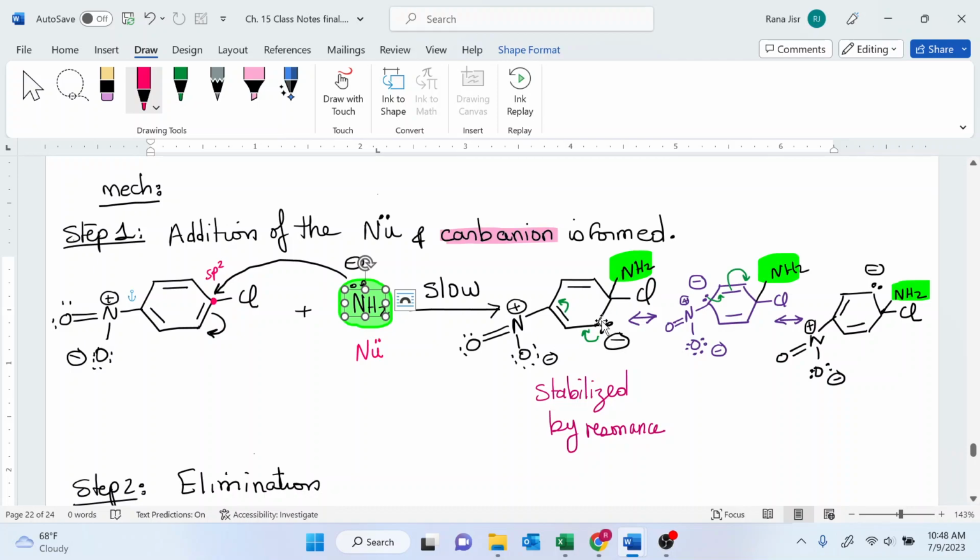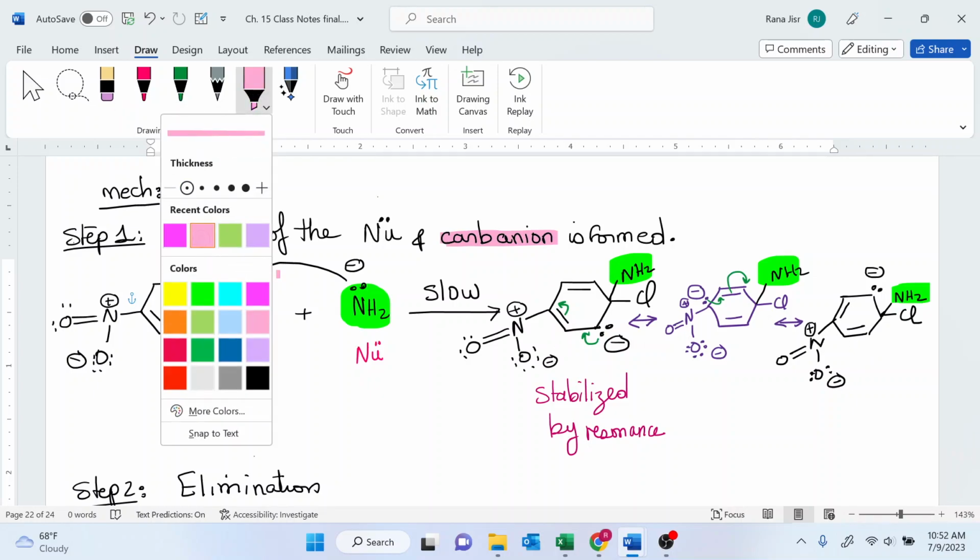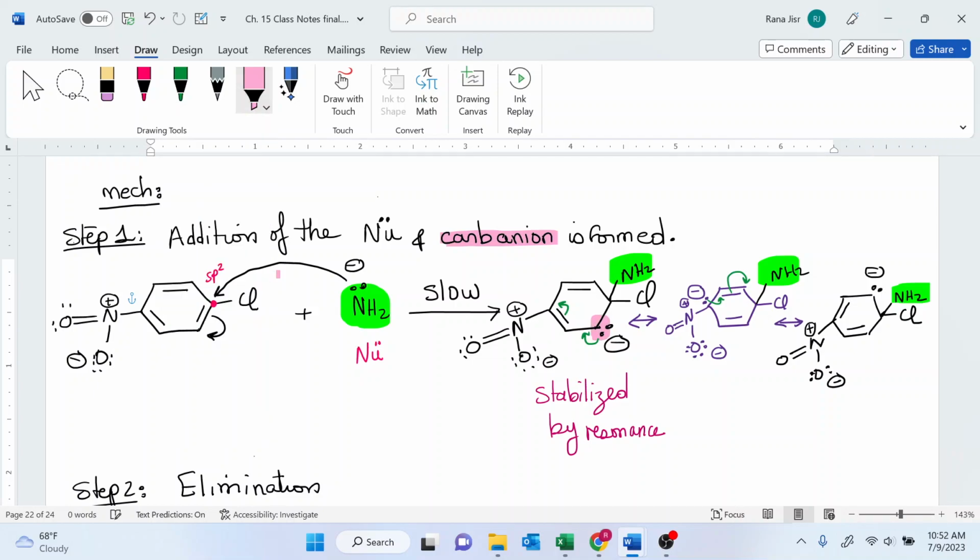Now, once the negative charge is formed, you will end up having resonance stabilized intermediates. The resonance stabilized intermediate will have the negative charge distributed on this carbon, on this carbon, and on this carbon over here. Notice that the negative charge that you are forming in here is in the ortho position and in the para position of the halogen. It is very stable.